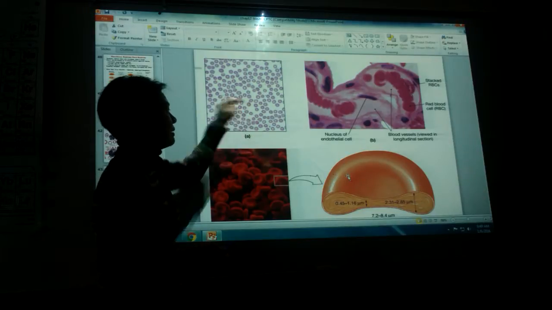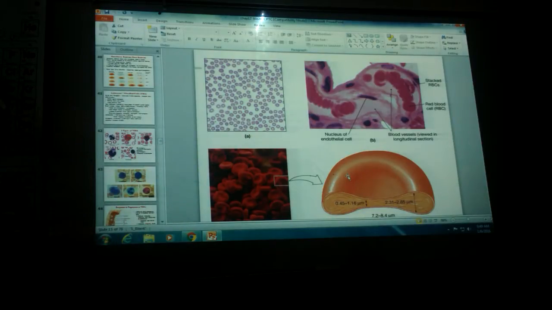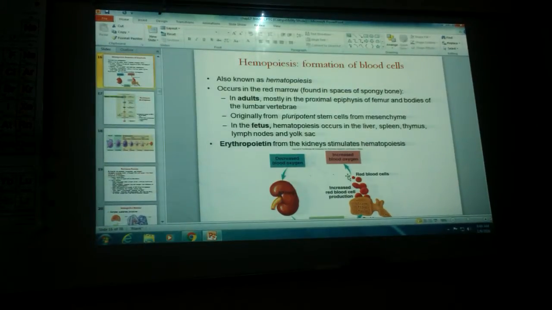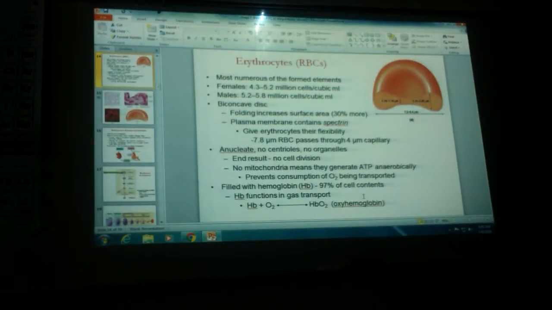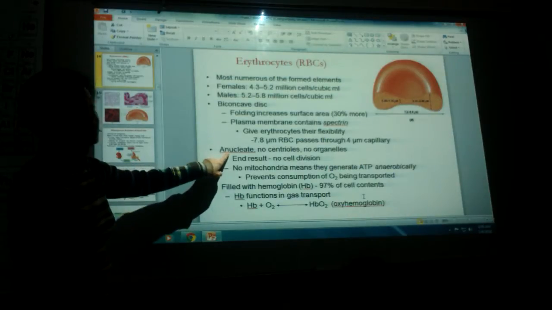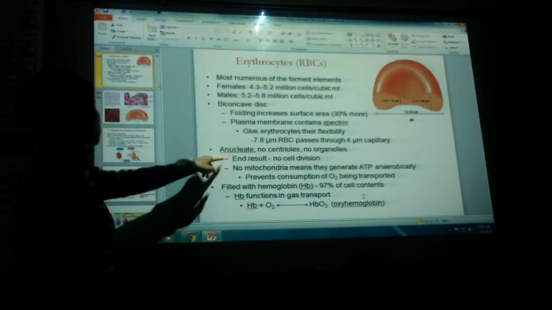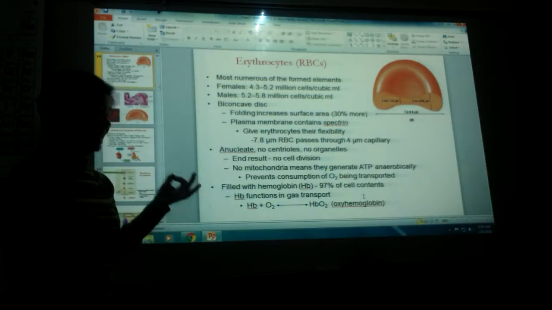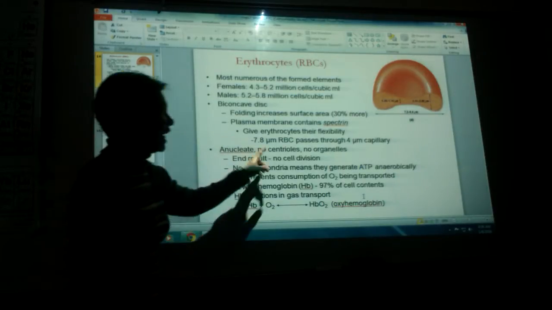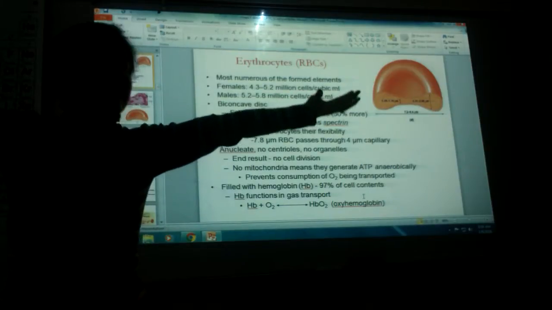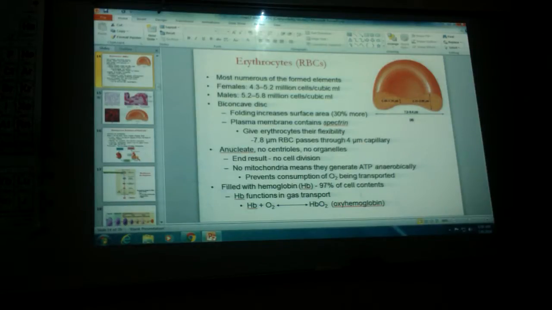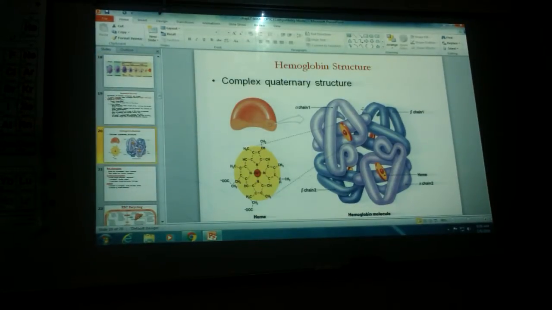Now let's look at a red blood cell. There are a few things unique about the red blood cell. Write down anucleate. It has no nucleus. It's anucleated. And it has no centrioles, no organelles, no nothing. It's naked, and it makes sense. What it has is what you call hemoglobin. That's all it contains, this protein here.